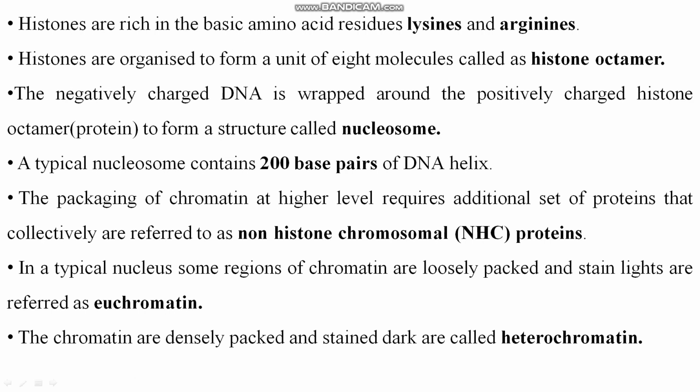So in a typical nucleus, some regions of chromatin are loosely packed and stain light. They are called euchromatin, and some chromatin are densely packed and stain dark. They are called heterochromatin. Clear? You should know the difference between euchromatin and heterochromatin. It is very important. It can come as a short note. Even differences also come, right?